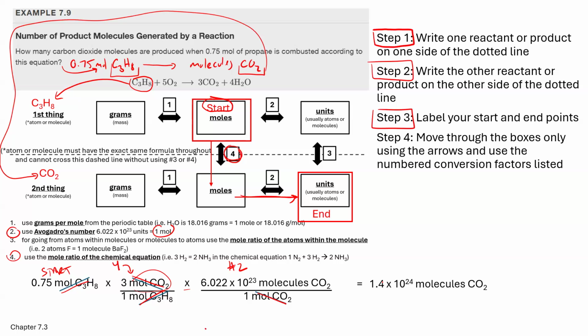We'll do this again. I just wanted to have a slide that kind of showed you through that. So again, we moved through the boxes only using the arrows and used the numbered conversion factors listed. So we used number 4 first and then number 2. So now we know that 0.75 moles of C3H8 produce 1.4 times 10 to the 24th molecules of carbon dioxide. All right, let's do this again. Step 1 through 4 on our next problem.